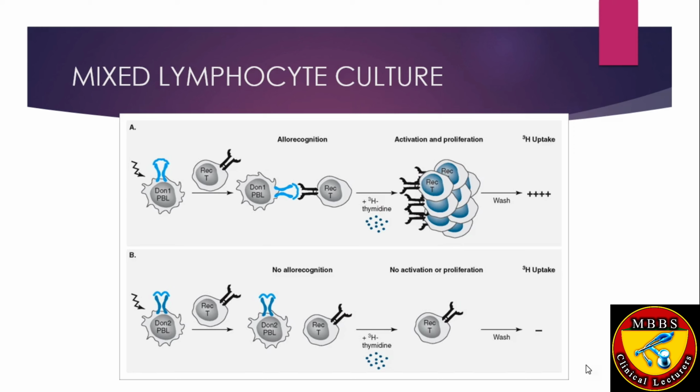If a large amount of DNA is synthesized, it means this is a poor match, and if a small amount of DNA is synthesized, it means that this is a good match. So the best donor is the person whose cells trigger the incorporation of the least amount of tritiated thymidine in the recipient cells.